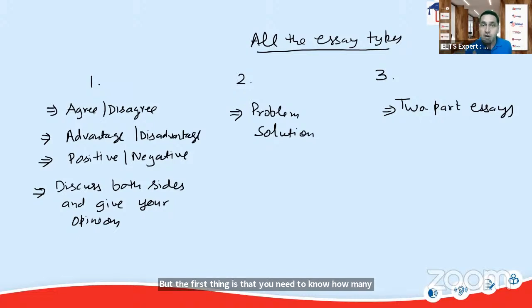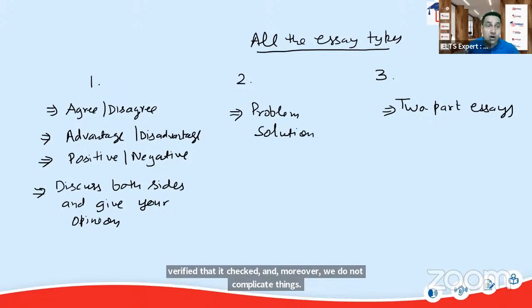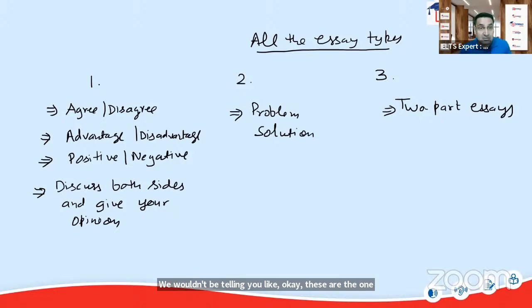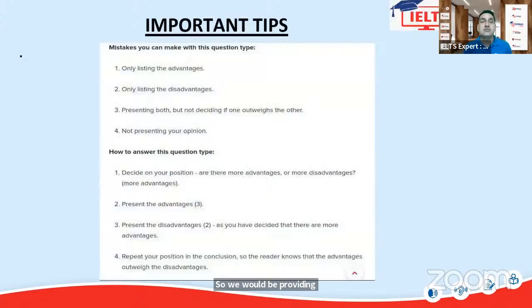Then you need to know one thing that you can apply to all the essay types, something that you can verify. Sometimes you feel that, okay, but I watched a YouTube video or another platform where they were saying this thing. But here we are going to give you information that is verified, that is checked. And moreover, we do not complicate things. We wouldn't be telling you that these are the things for this particular essay type and these are other things for that essay type. It gets really confusing.